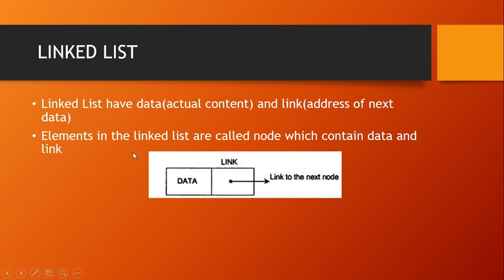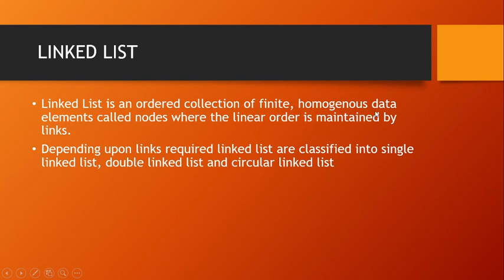Data can be of any number. Here I am showing one data, but it can have any number of data, but it should have a link that contains the address of the next memory block. That is a linked list. A linked list is an ordered collection of finite homogeneous data elements. You can say heterogeneous also, but it's homogeneous in the sense it can store only similar types of elements, though it's not strictly like that, but mostly it is homogeneous. Once we create a structure, the elements in the structure will be the same. If I created an integer variable inside the structure, I cannot store a character inside that. For that I have to create another. So it's a collection of homogeneous data elements called nodes.